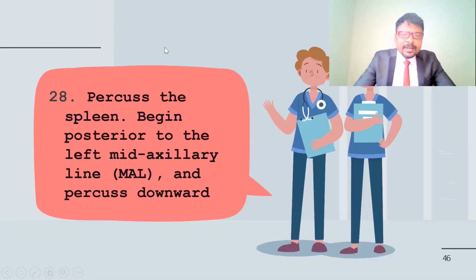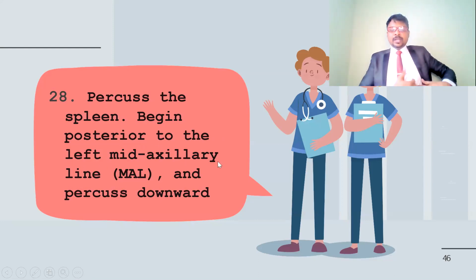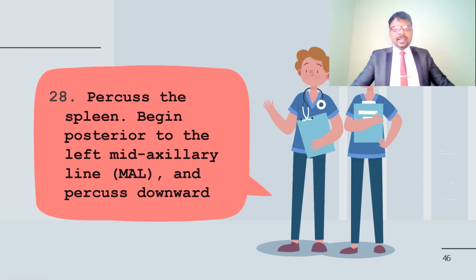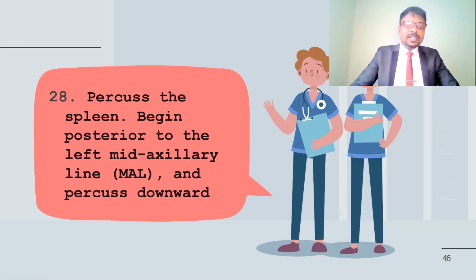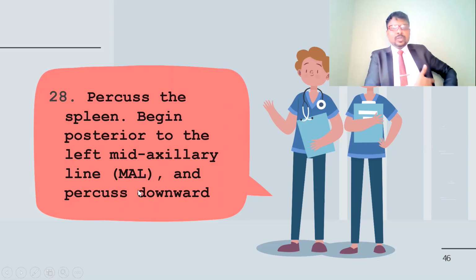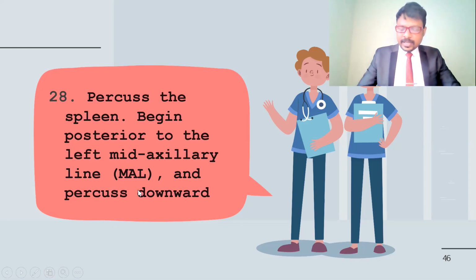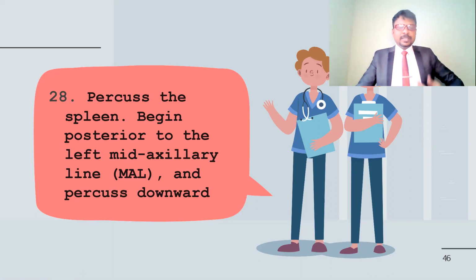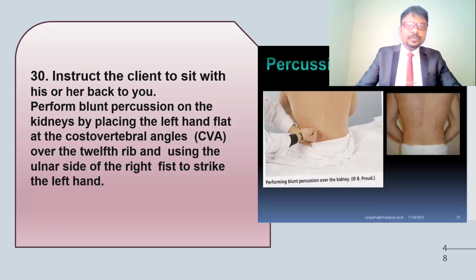And also percuss the spleen, beginning posterior to the left mid-axillary line. With the liver and spleen, we do this posterior to the left mid-axillary line, on the left side, to check for spleen enlargement. And then percuss downwards. From here we go downwards for the spleen. For the liver, it goes upwards. For the spleen, it goes downwards.